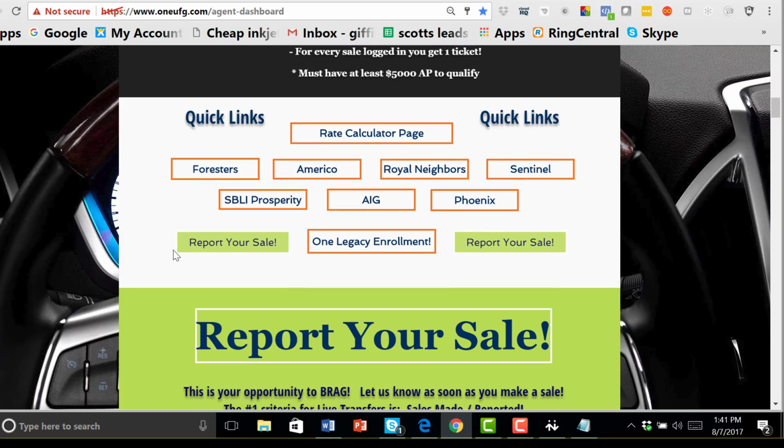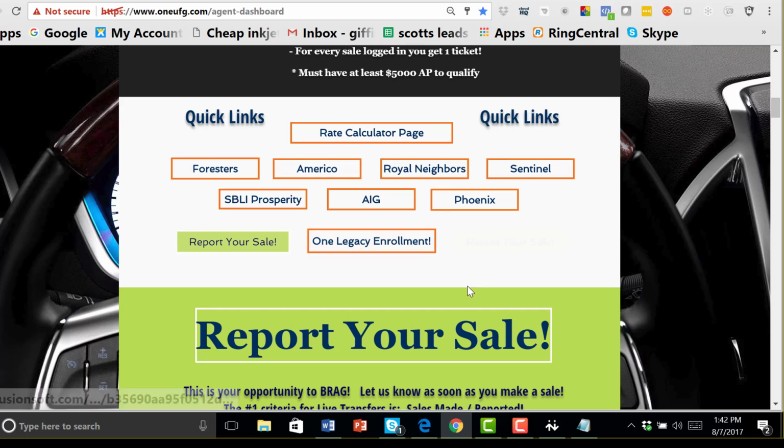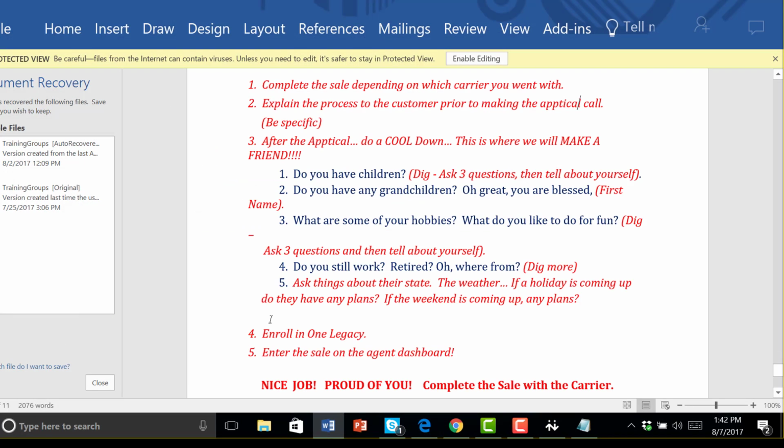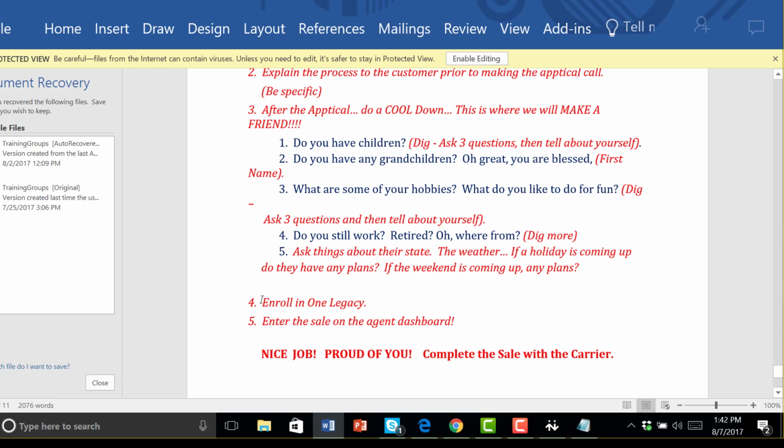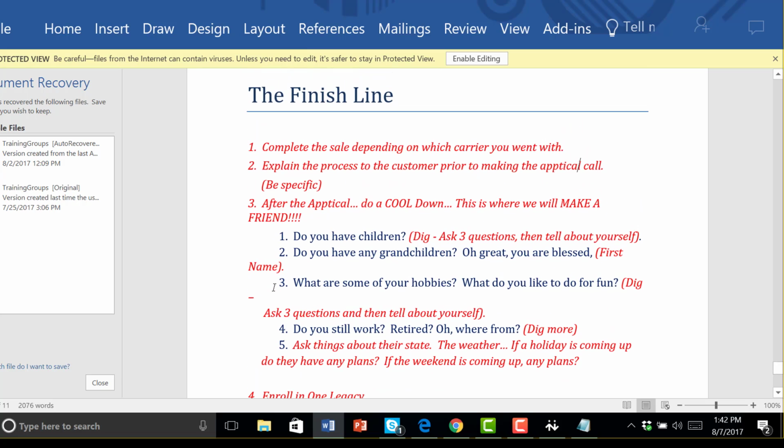So once you go to the company, you complete whatever process it is for the carrier. Let's say you go with Foresters. You complete the Aptical application, you call into Aptical, you give them the number, you walk the customer through the process, you get an approval at the end of the call, and when you're done, you have to go back to finish the cooldown.